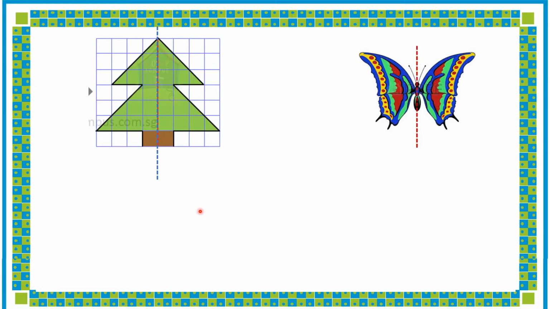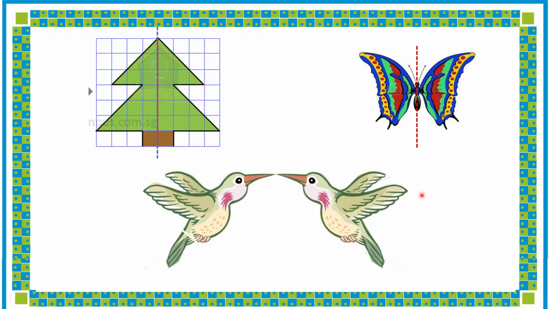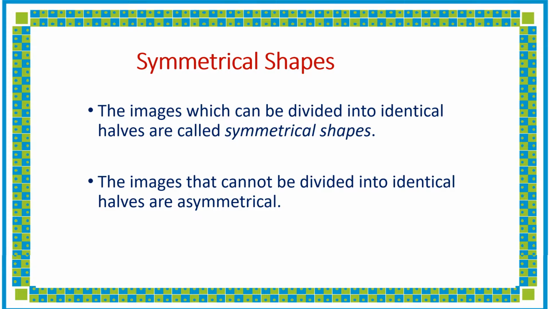This is one more. This can be folded in the middle and its both parts are exactly the same, identical halves. Now this is a picture. If it is folded in the middle, these two parts look exactly the same. So these are mirror halves. So the images which can be divided into identical halves are called symmetrical shapes, and the images that cannot be divided into identical halves are called asymmetrical.